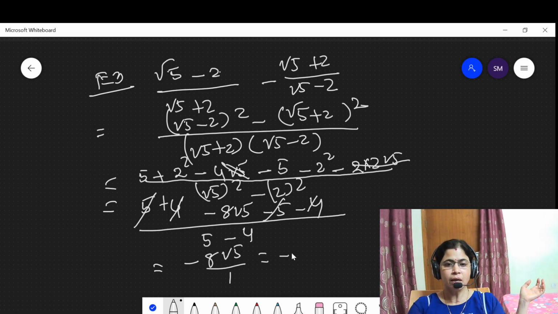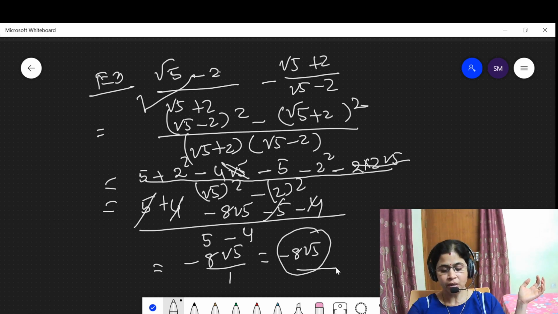Then the answer is minus 8 root 5. This is the answer of the given question. When you simplify this, you get this answer.